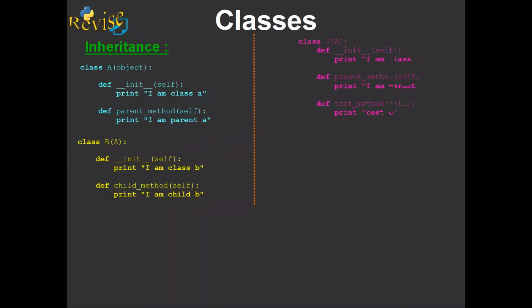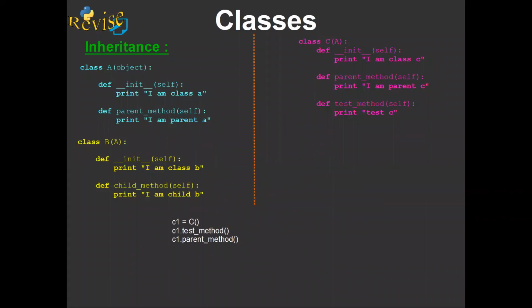Now we will define another class C, which is a child of A. It has an init constructor, that is our init method, a parent method and a test method. Here it overrides the parent method from the parent class. So this is method overriding, or function overriding, in Python.